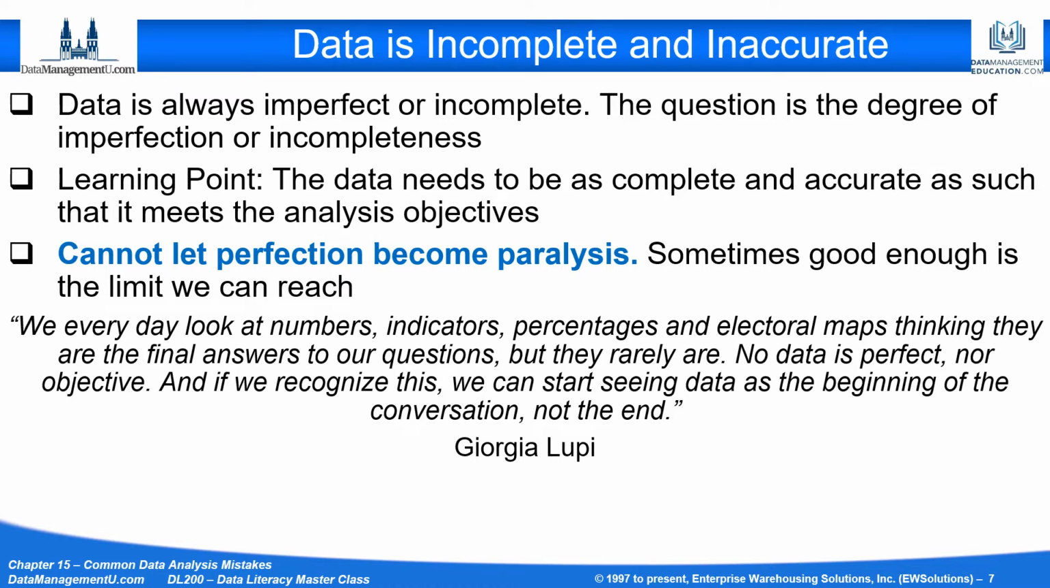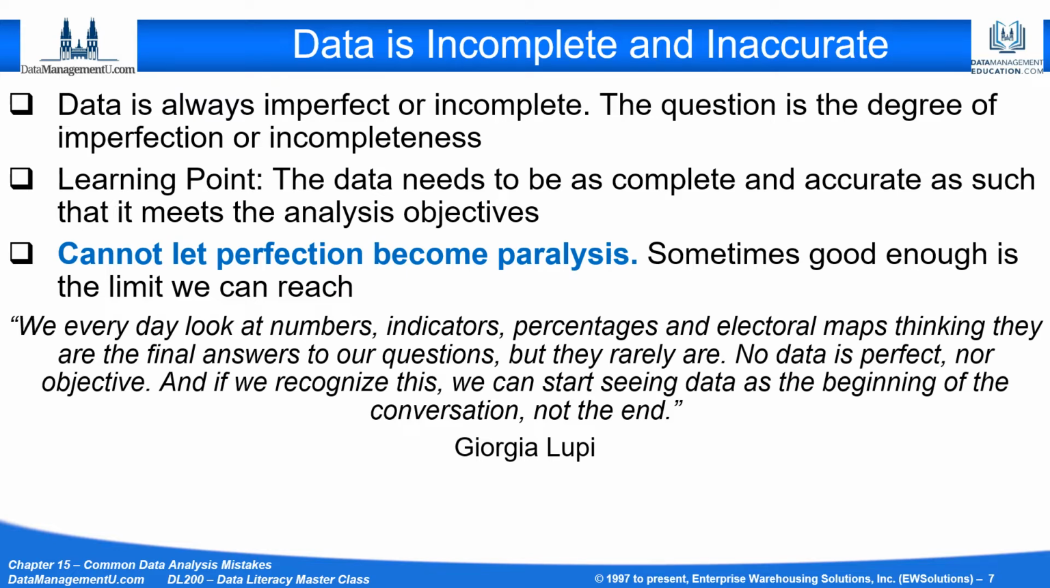All right, it's time to explain how the sausage is made. Number 1, data is always imperfect or incomplete. Almost always, I should say. The question is really, to what degree is it imperfect or incomplete? Because one of the things that's important is we cannot let perfection become paralysis. Sometimes good enough is the limit we can reach. However, we should strive always for good, complete, accurate data to the best we can get it, understanding that perfection is pretty difficult to reach.